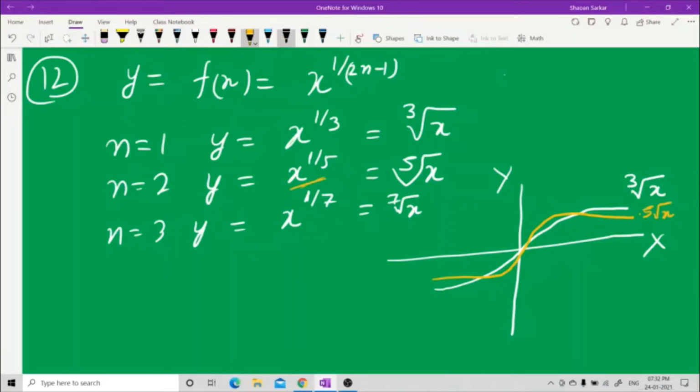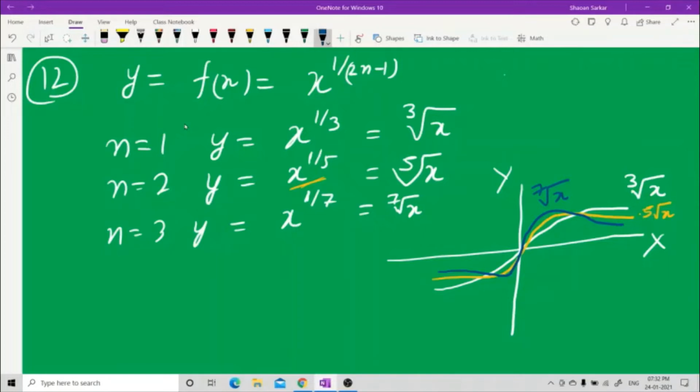Now I'll draw the seventh root for you with a different color. This will go like this, and this will go like this, and will come like this. This is the seventh root. The blue color is the seventh root of x. This is the way you will draw these graphs. Now you understood. The domain and range would be the same.